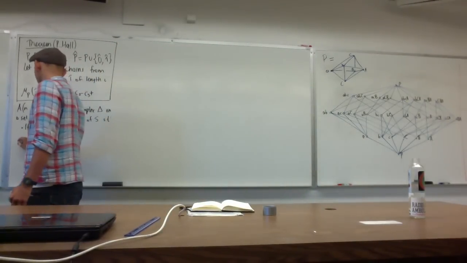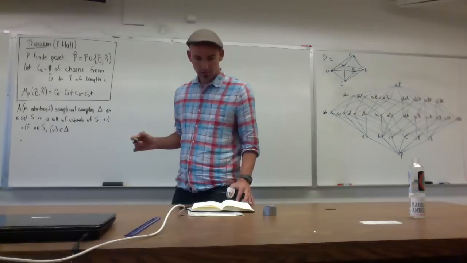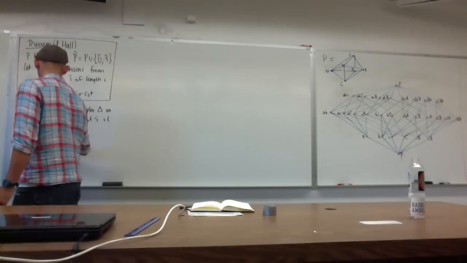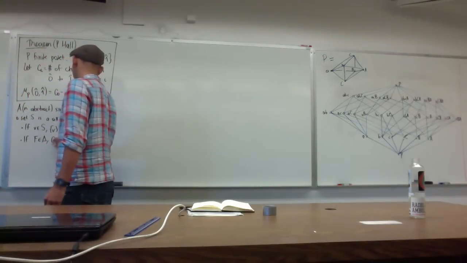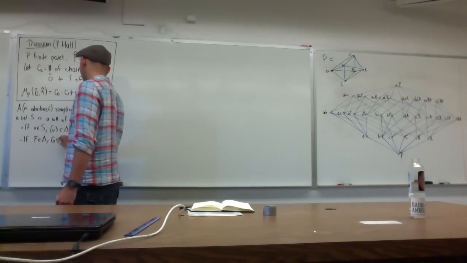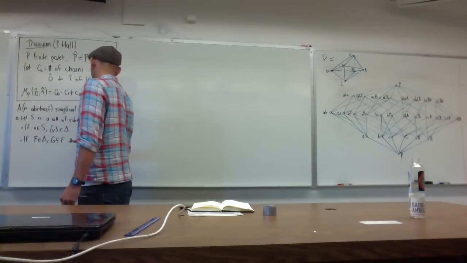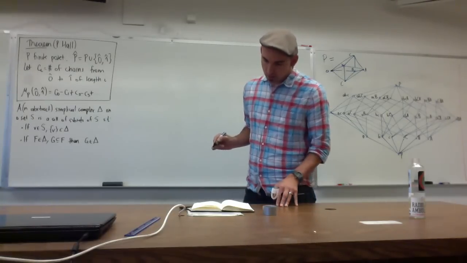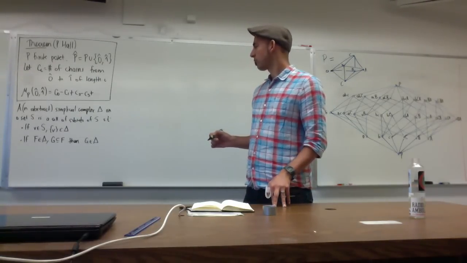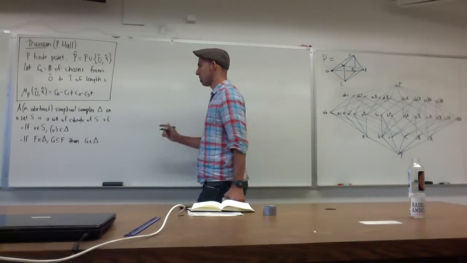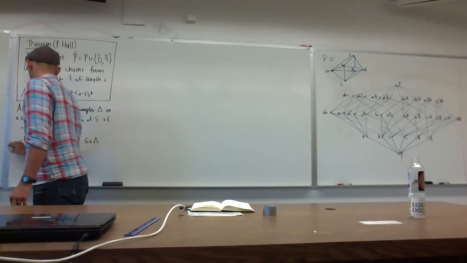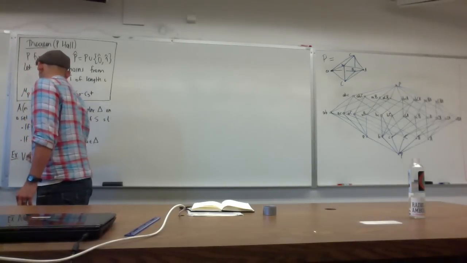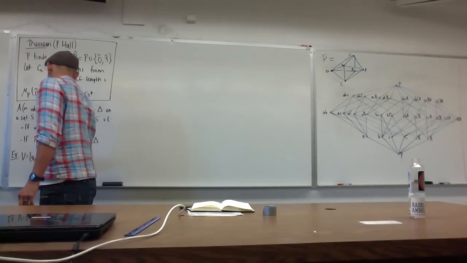And if you have something in the complex and a subset of it, then that subset is also in the simplicial complex. I think this is most usefully explained in an example. So let's say that V is the set of 4 elements.